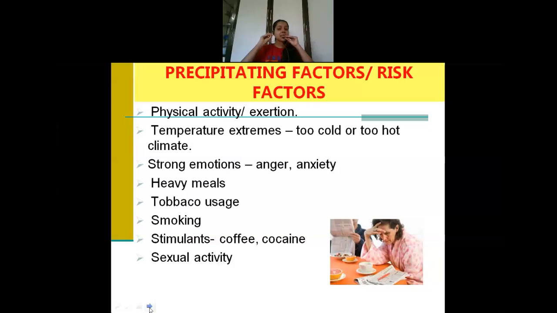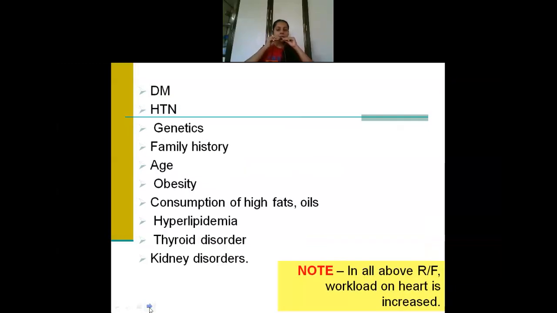Next is sexual activity. Nowadays we have even read in the newspapers, isn't it? During sexual intercourse also, chances are there that a person can suddenly have chest pain or a heart attack, because of the stimulation here. Because of the vasoconstriction to the heart, the workload may suddenly increase on the heart. Next important factors are people who have diabetes mellitus, people who have hypertension.